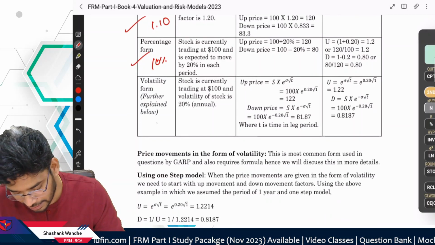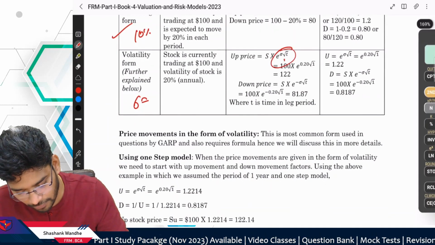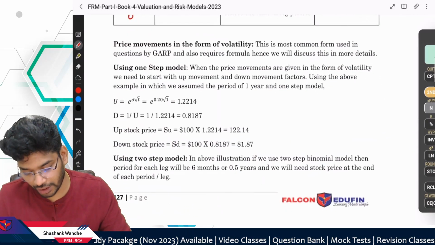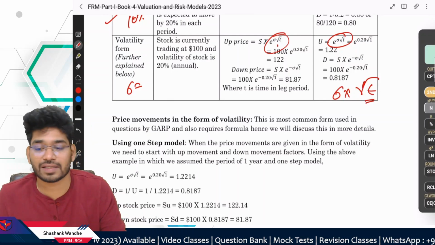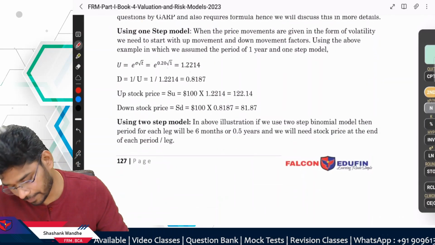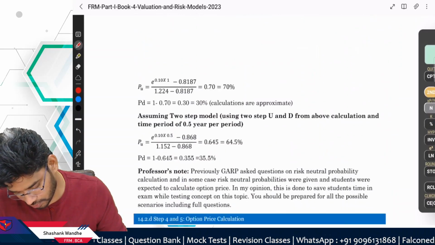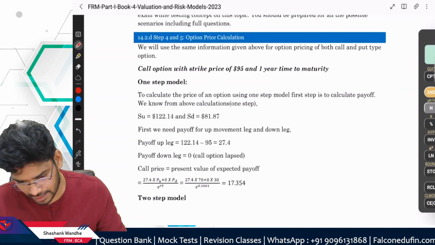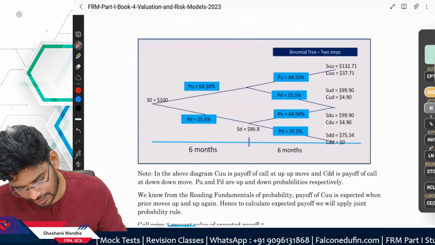Volatility form is in the form of volatility, and this is your formula. For the U calculation, this is your sigma root T. Always remember, sigma is multiplied by root T. You may make the mistake of directly multiplying it by T. Then we have the rest of the calculation, the same as we already discussed. Then steps 4 and 5. Everything is mentioned in steps.